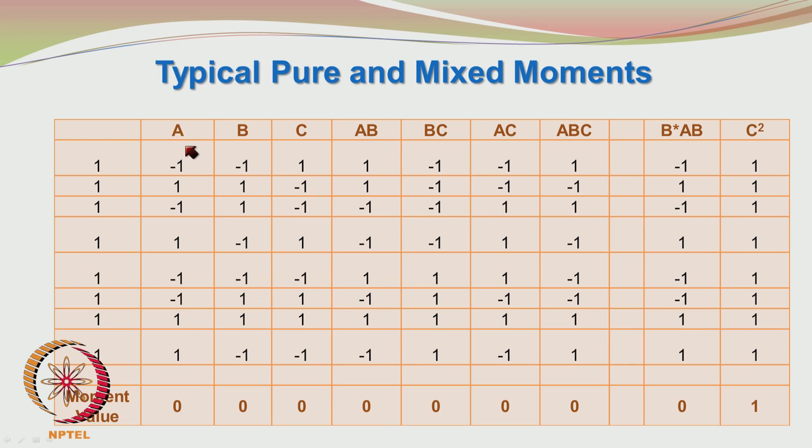And when you look at the first order moments corresponding to the main factors, when I am totaling all these values, it becomes 0. And if I am even looking at B squared AB, it is also equal to 0, because it is having equal number of minuses and plus here. But when I do C squared, it becomes 1 throughout the column, and when I add it up 1, 2, 3, 4, 5, 6, 7, 8, it becomes 8, and the size of the run is also equal to 8, 8 by 8 will be equal to 1, and that is why you have 1 here.